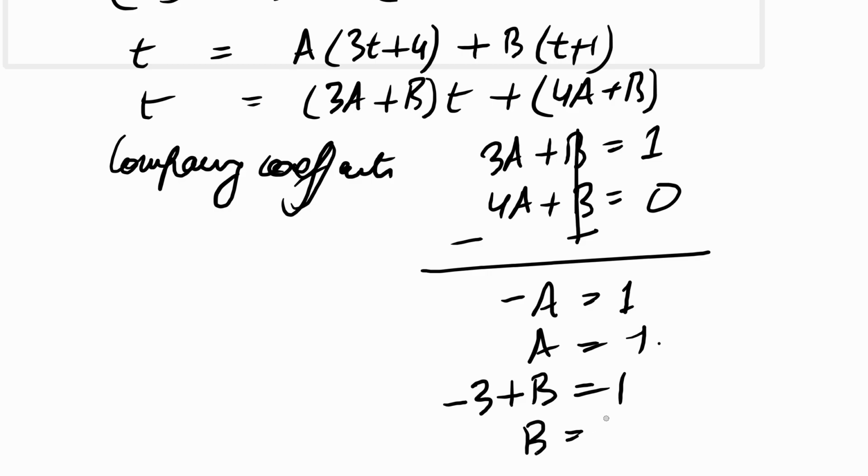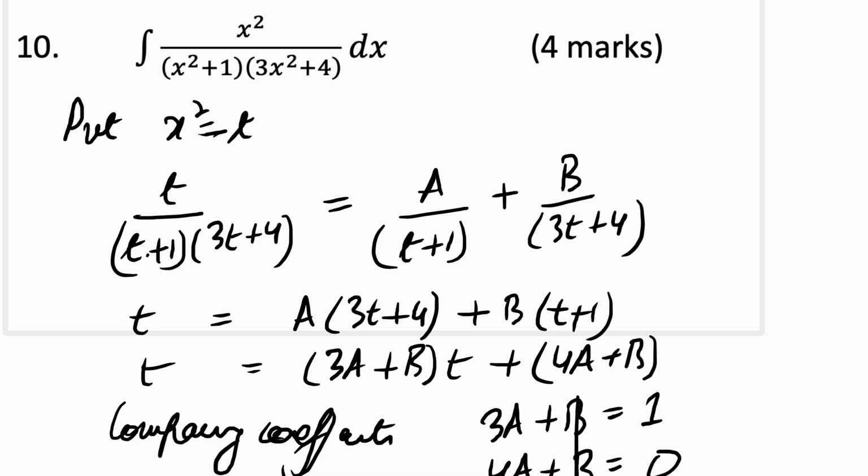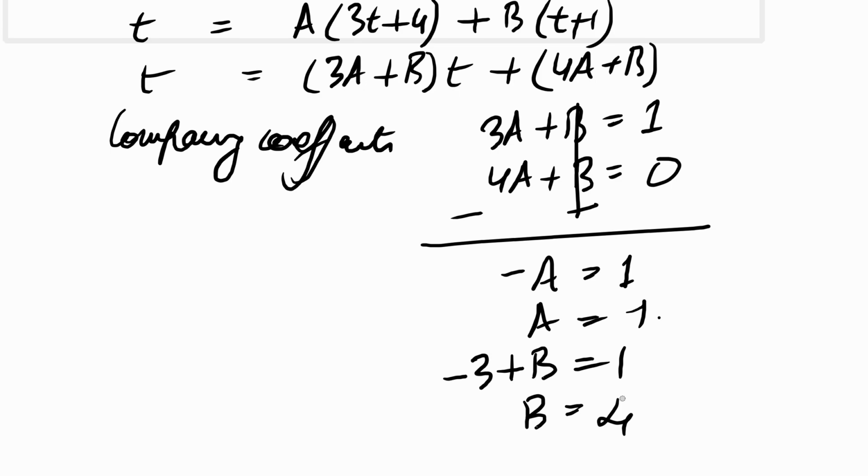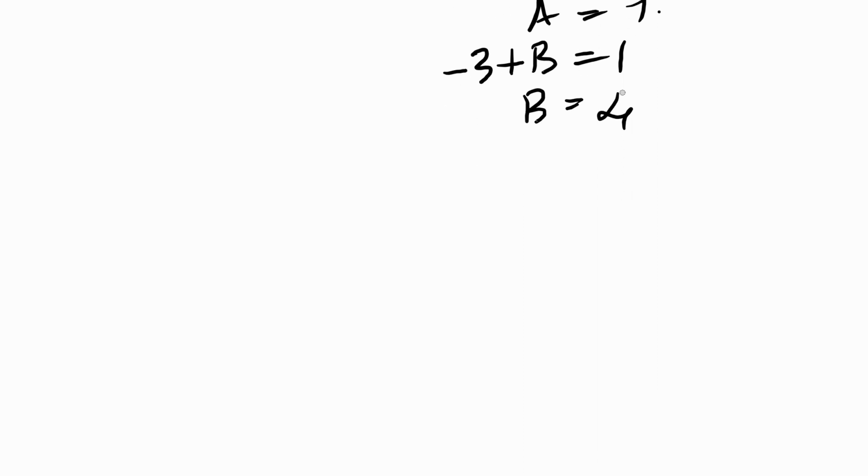So we get minus 4 plus b is equal to 1, so b is equal to 4. Okay. What will we get? We will get b is equal to 4.